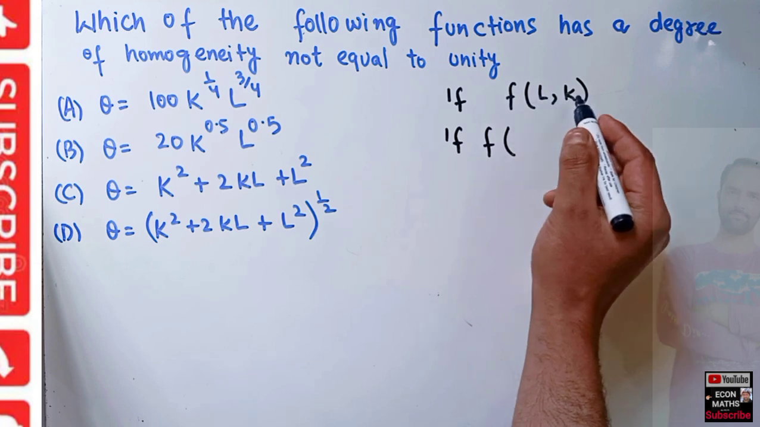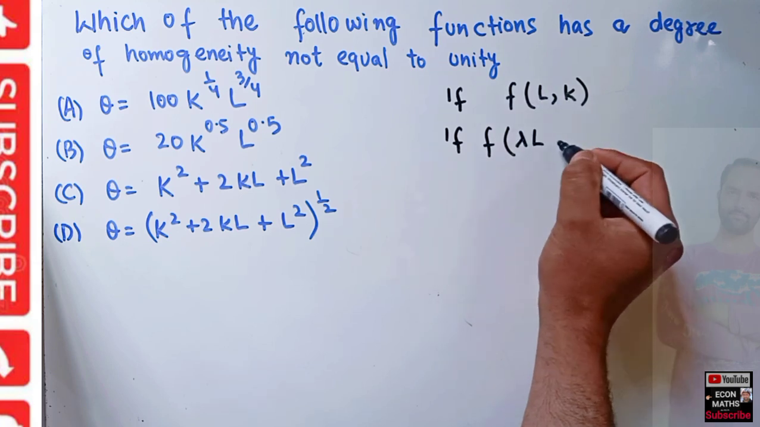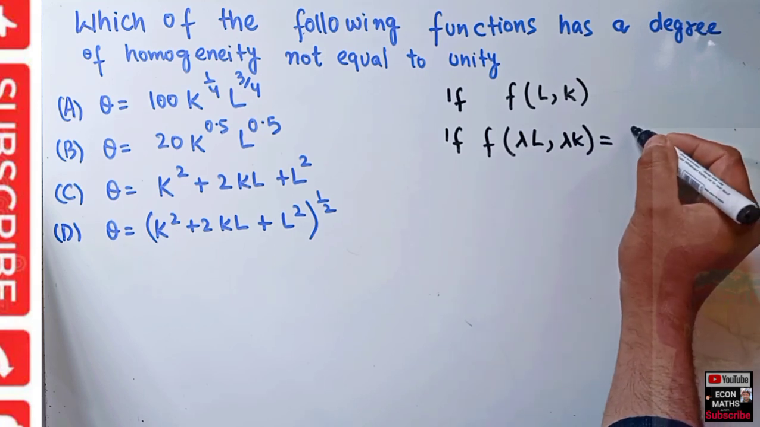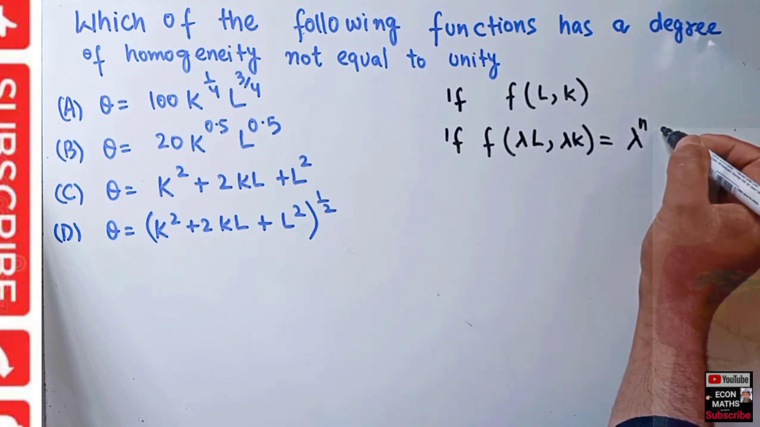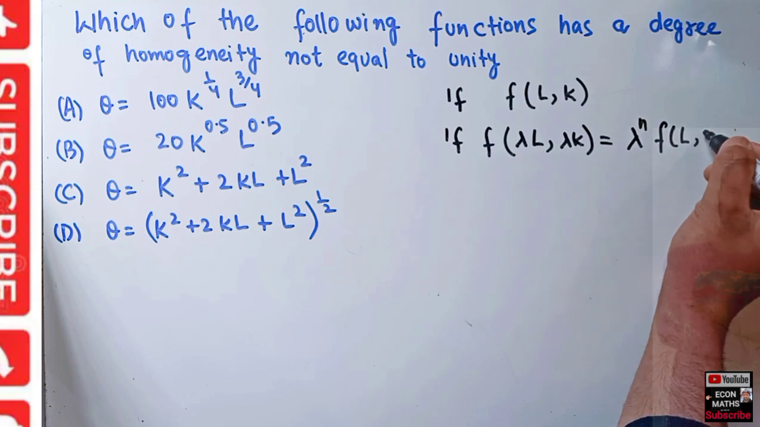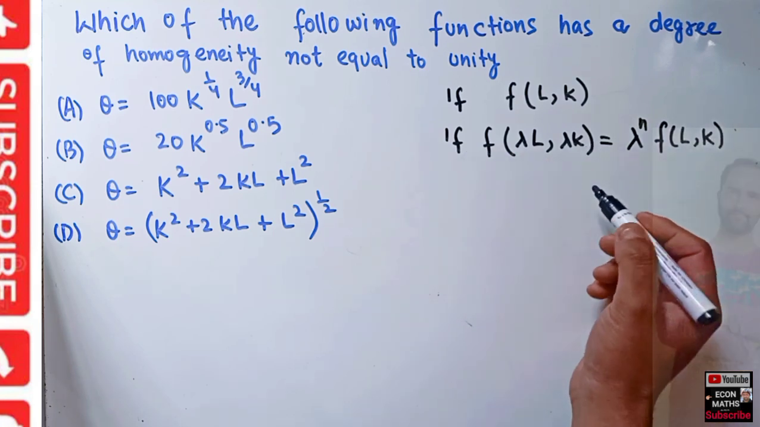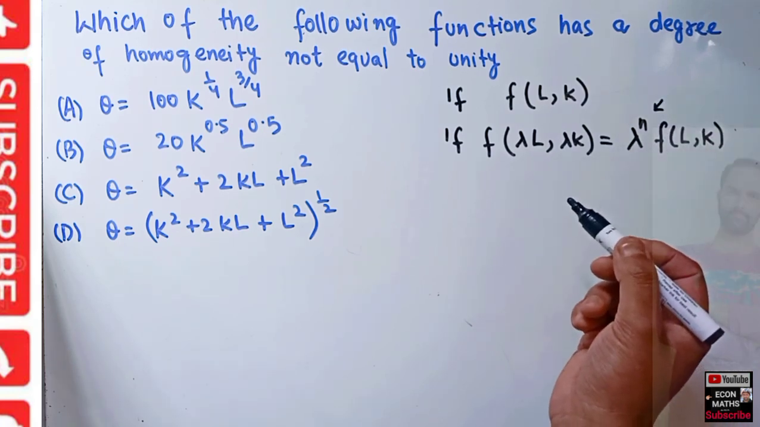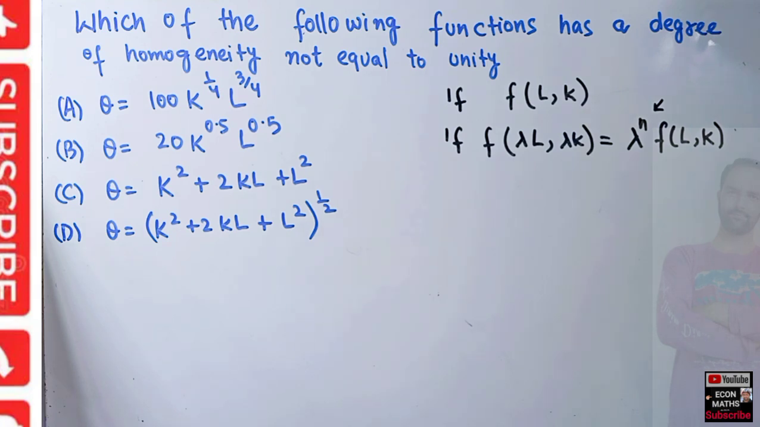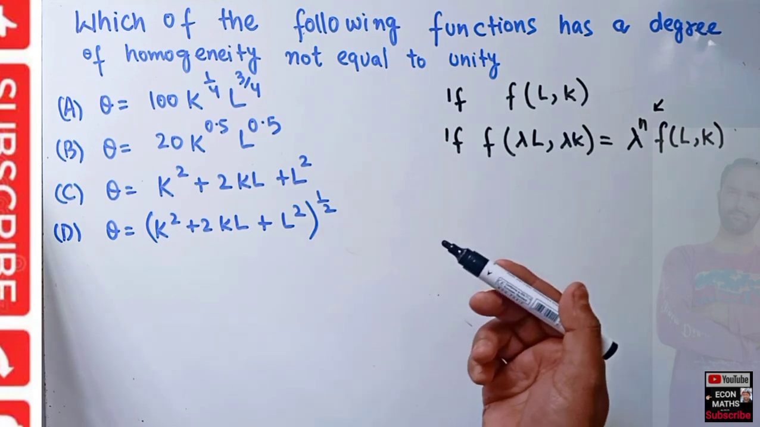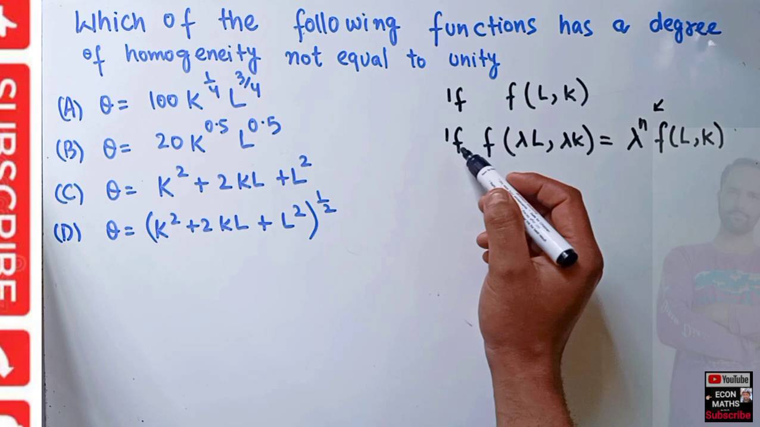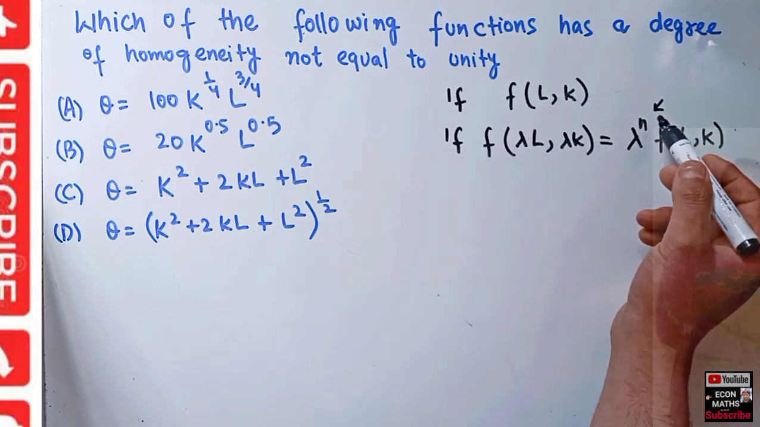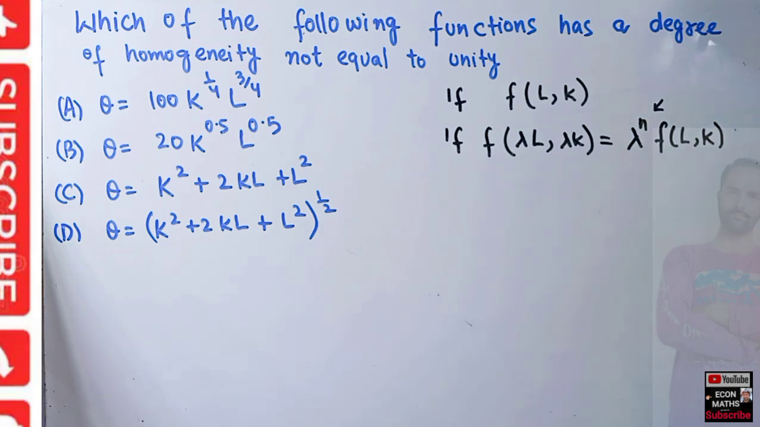if we multiply each input by lambda, that is f(lambda L, lambda K), and we get lambda raised to the power n times f(L, K). So this function is said to be homogeneous of degree n, if this condition holds. Now let us see what happens if the value of n is 1. So we have homogeneous of degree 1, or unity. If the exponent is 2, we say the function is homogeneous of degree 2.